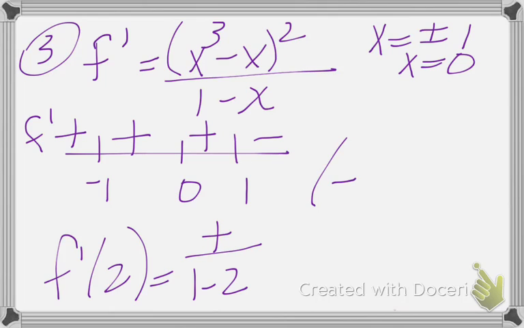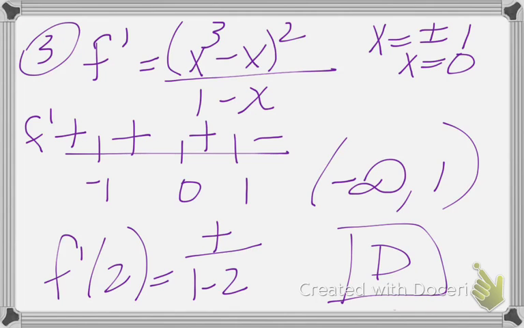So it's increasing from negative infinity until it gets to 1. Okay, so basically if x is less than 1, so that is choice D. Let's go to number 4.